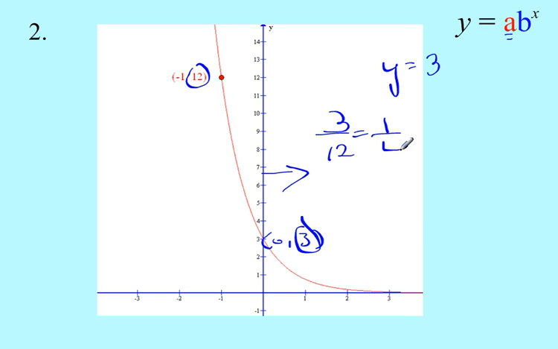I would leave them as fractions, okay? And you'll see it that way all the time. So this is 1/4, so it's times 1/4. I'll put parentheses to the power of x. Like that.